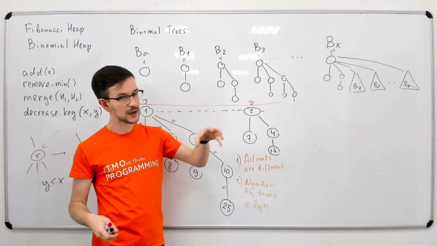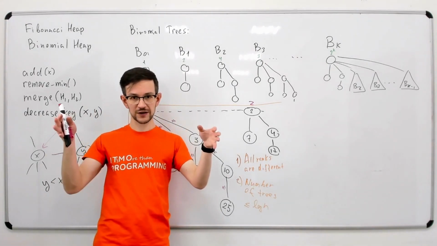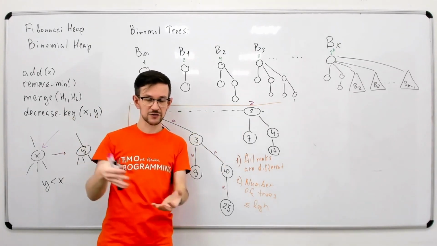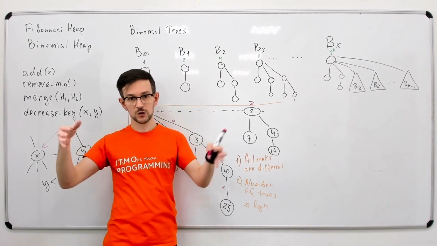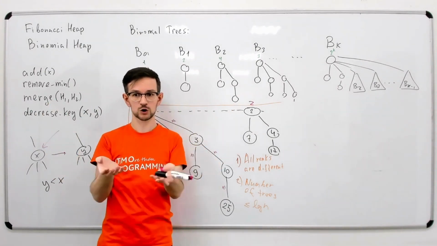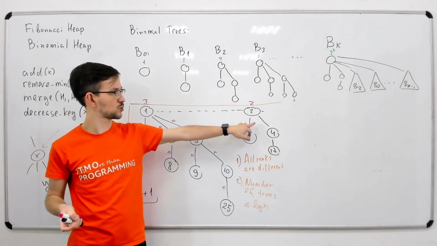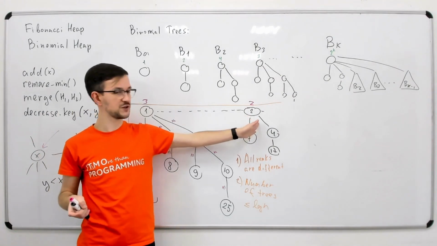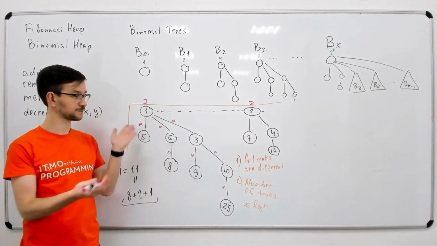Again, you add an element as a tree of rank 0. If you already have a tree of rank 0, then you combine these trees and fuse them together and get the tree of rank 1. If you have another tree of rank 1, you combine them and make a tree of rank 2, and so on, until you have a tree which is unique. If you don't have another tree of the same rank, then you just put this tree in your binomial heap, and you have the correct binomial heap. That's all.